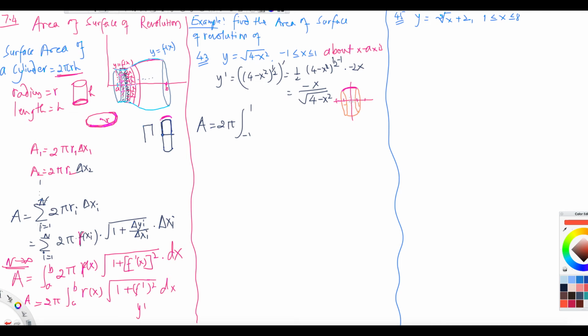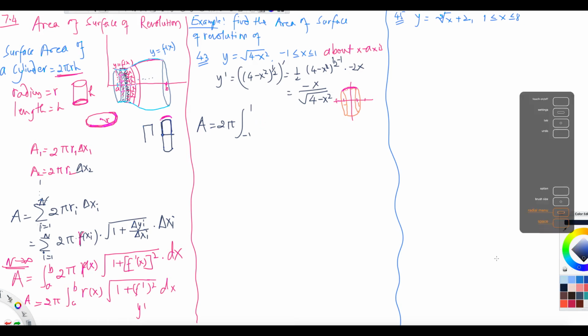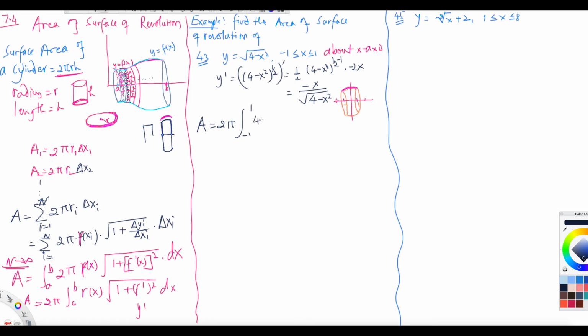What will be the r? R will be basically y, right? The y coordinate of each of those points. R will be the y coordinate. So that will be basically 4 minus x square under the root. That is r. And then under the root, 1 plus y prime. That will be 1 plus square of that. That will be x square over 4 minus x square, and then dx. That's what you get.